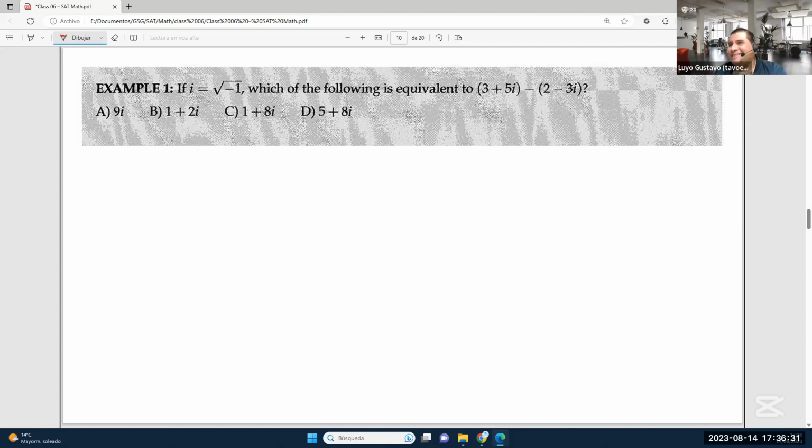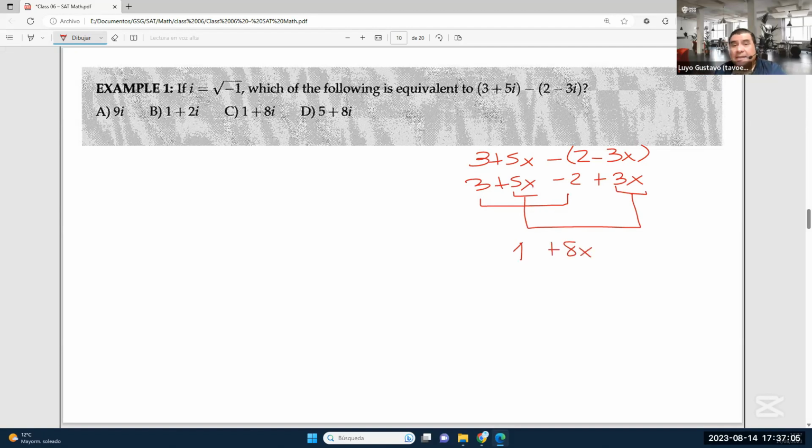How would you solve this? How would you solve 3 plus 5x minus 2 minus 3x? Wouldn't you reduce like terms, constants with constants, and variables with variables, right? You wouldn't mix the two. First, you would open the parentheses here, minus 2 plus 3x, and then you operate this versus this. And that's it, no problem. 3 minus 2, 1. 5x plus 3x, 8x. And that's it.